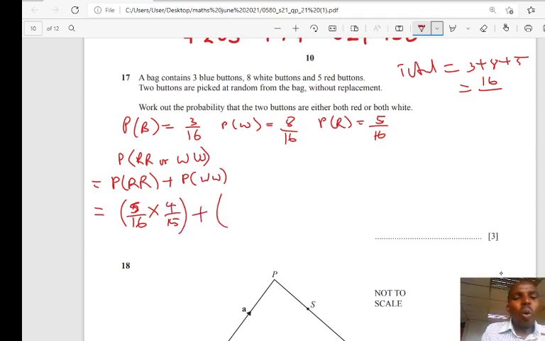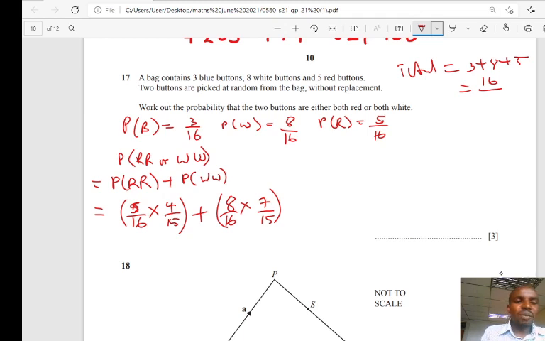Then plus white. For the first time, white is 8 over 16, times white the second time. The total number will be 15. Then for white, we have removed 1, so now there are 7 whites. Something like this. Then after that, you have to simplify this one.